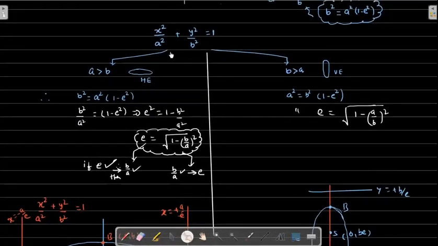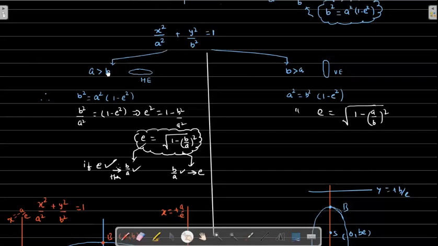The standard equation of an ellipse will always be of this format: x square by a square plus y square by b square equals 1. This means the center is at the origin (0, 0). But again, we have two subcases for this standard form: when a square is greater than b square, and when b square is greater than a square.